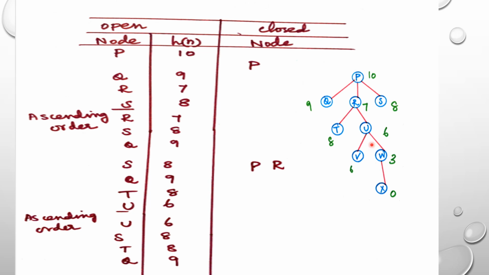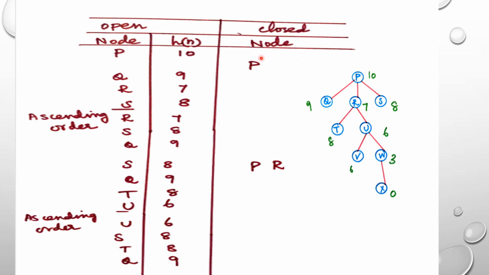From P to X, what is the best path? With the help of the best first search algorithm, we have to find out. Now we can create two lists, one is the open list, another one is the closed list. Initially, we take the starting node P and write the corresponding h of n value 10. Then we move this P to the closed list.